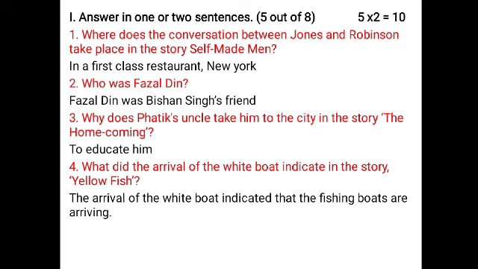Let us look at the second question. Who was Fazaldin? Fazaldin is an important character in the story Toba Tek Singh, written by Saadat Hasan Manto. Toba Tek Singh is a story about the partition of India and Pakistan, and how the mental patients in the Lahore hospital reacted to the partition. There was a mental patient in the Lahore mental hospital called Bishan Singh, and he had a friend, Fazaldin. So the answer is: Fazaldin was Bishan Singh's friend.